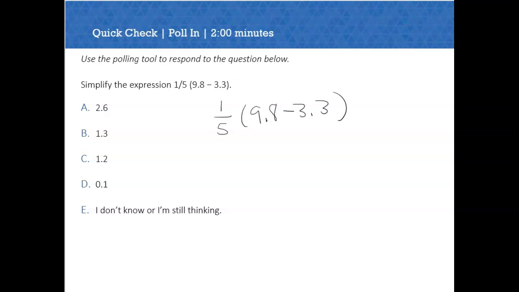We have a fraction and some decimals. Order of operations would tell us to do the parentheses first, 9.8 minus 3.3, which is 6.5. So this means 1/5 times 6.5. And when we do 1/5 times 6.5, we get 1.3. So that's just a reminder. This is a fraction, and to do parentheses before you do the multiplication.